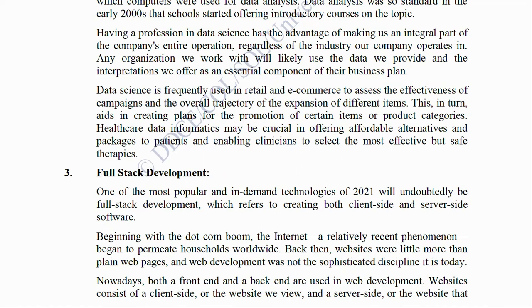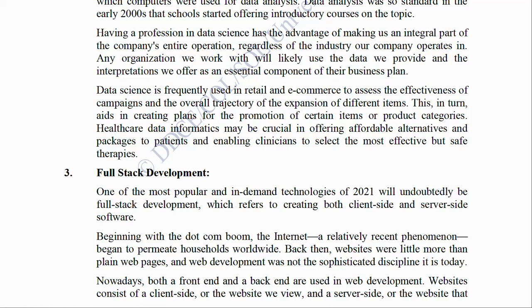Having a profession in data science has the advantage of making us an integral part of the company's entire operation. Regardless of the industry our company operates in, any organization we work with will likely use the data we provide and interpretations we offer as an essential component of their business plan.